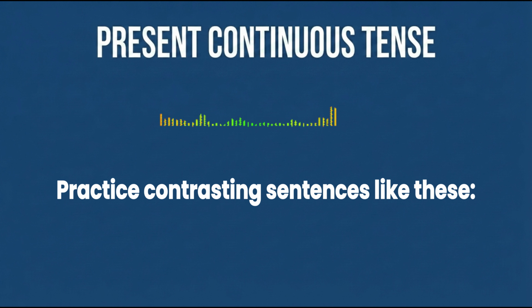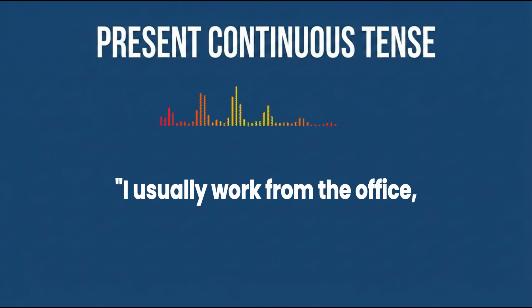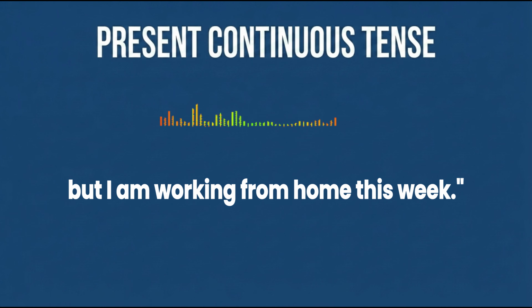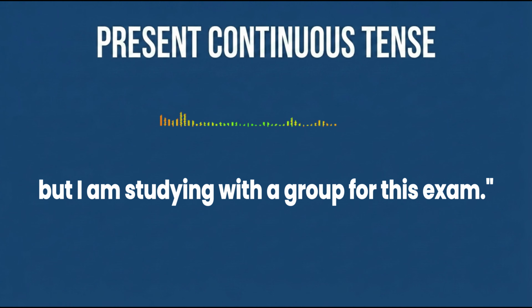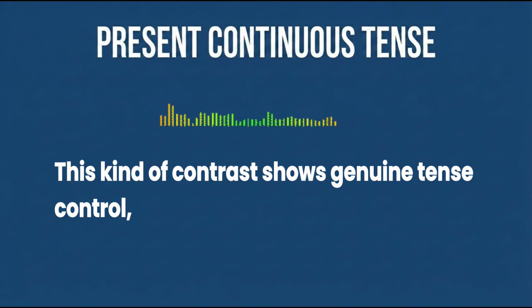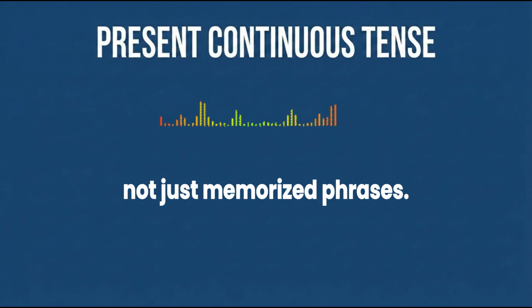Practice contrasting sentences like these. I usually work from the office, but I am working from home this week. I normally study alone, but I am studying with a group for this exam. This kind of contrast shows genuine tense control, not just memorized phrases.